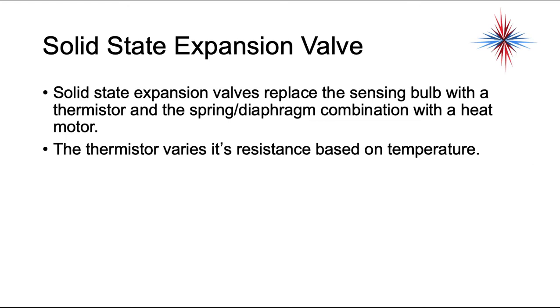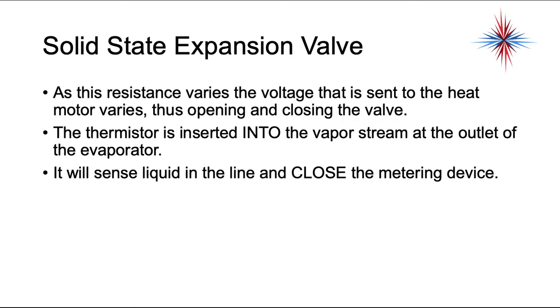Solid-state expansion valves replace the sensing bulb with a thermistor and the spring or diaphragm combination with a heat motor. The thermistor varies its resistance based on temperature. As this resistance varies, the voltage that is sent to the heat motor varies, thus opening and closing the valve. The thermistor is inserted into the vapor stream at the outlet of the evaporator. It will sense liquid in the line and close the metering device.